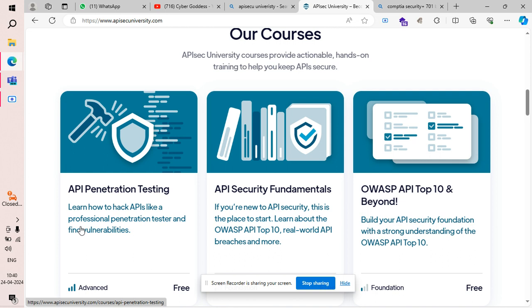So API pen testing is very important as a bug bounty hunter. It will lead you to P1 vulnerabilities also. I hope you understood the concept of API pen testing and the importance of API pen testing for a bug bounty hunter.